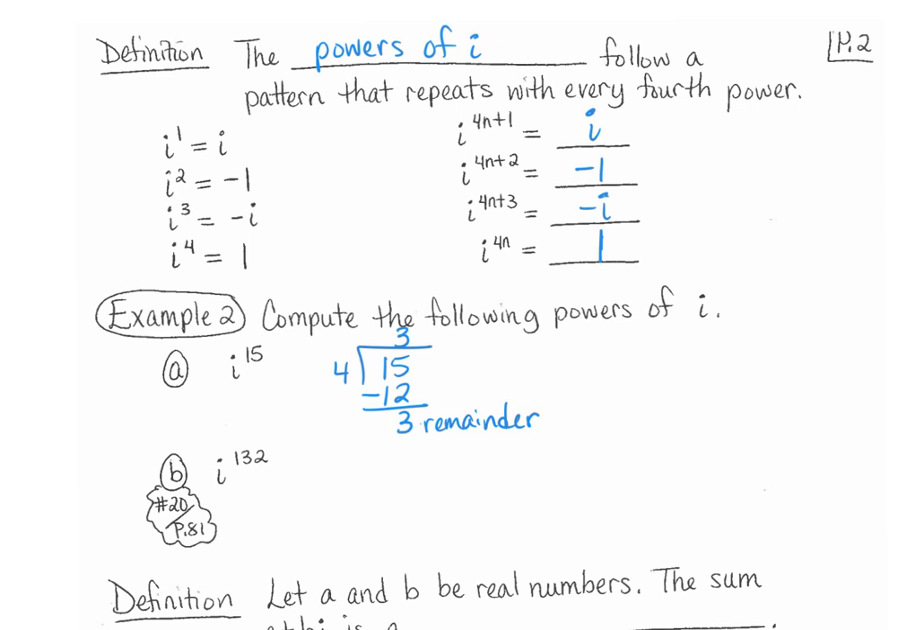What other questions do you have? Okay, so we have to write our answer, right? So this has the form I raised to the 4n plus 3. So we get I raised to the 15 is equal to -I.